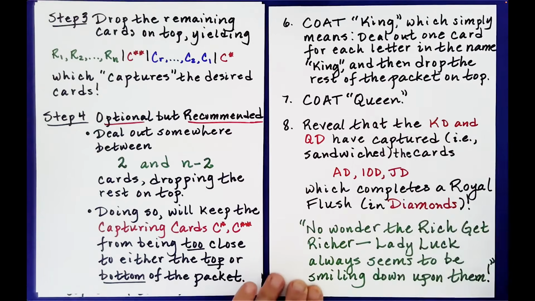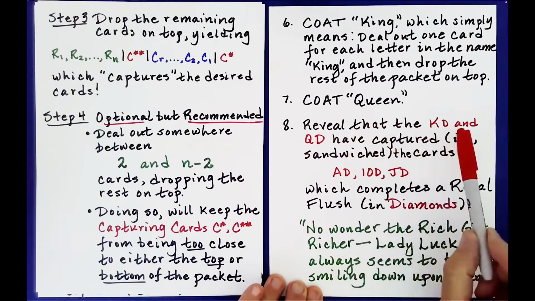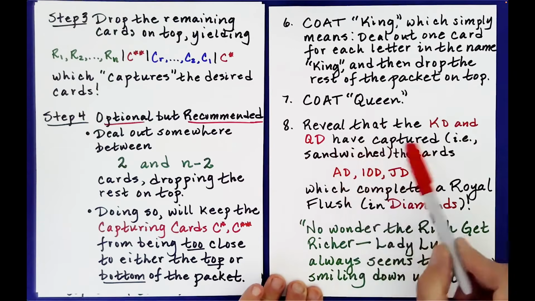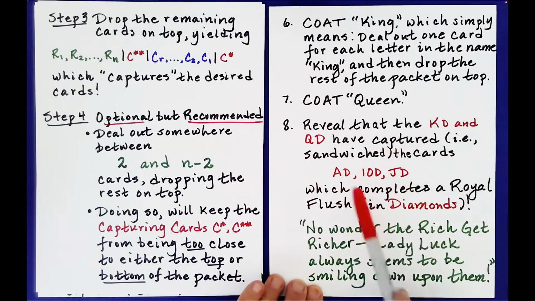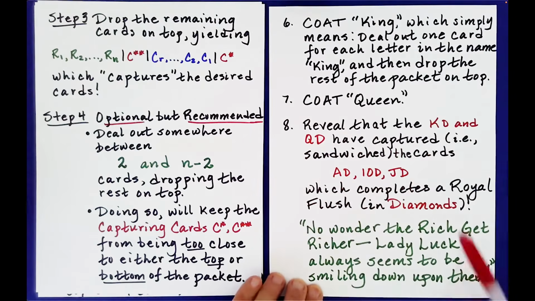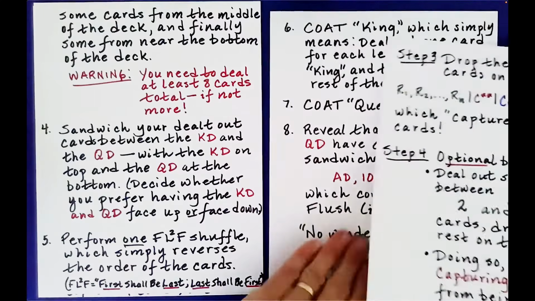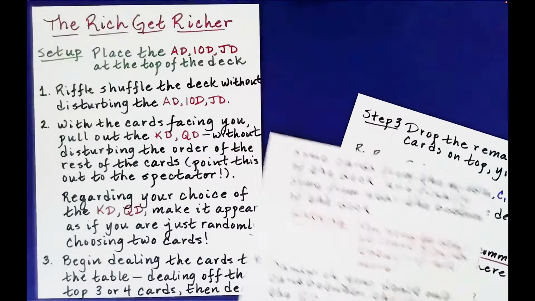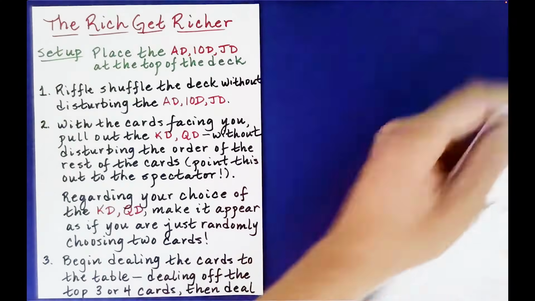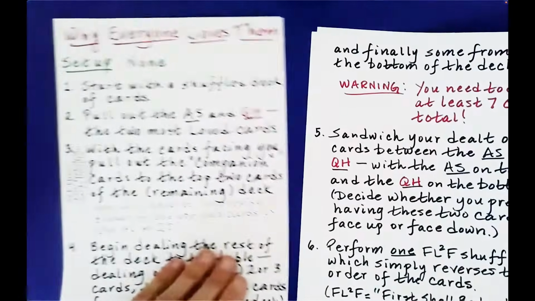And then you're done. So reveal that the king of diamonds and queen of diamonds have captured or sandwiched these, which would complete a royal flush. Amazing, amazing. Okay, and so that is for the rich get richer. Now let's quickly look at why everyone loves them so that you have this and can refer to it.